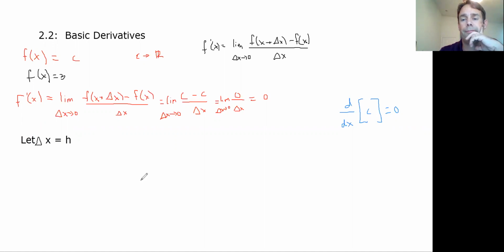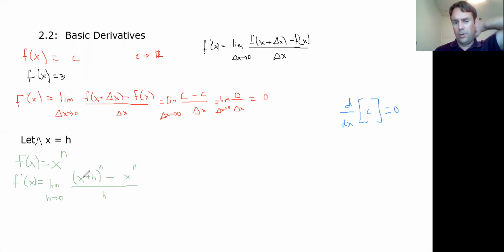What if I were to say, let's let f of x be some exponential, or some x to some exponent. It doesn't really matter what. Now, n can be any exponent. If I were to take the derivative of this, and I'm going to use h instead of delta x, as h approaches 0, I'm going to have x plus h to the n minus x to the n, all over h.